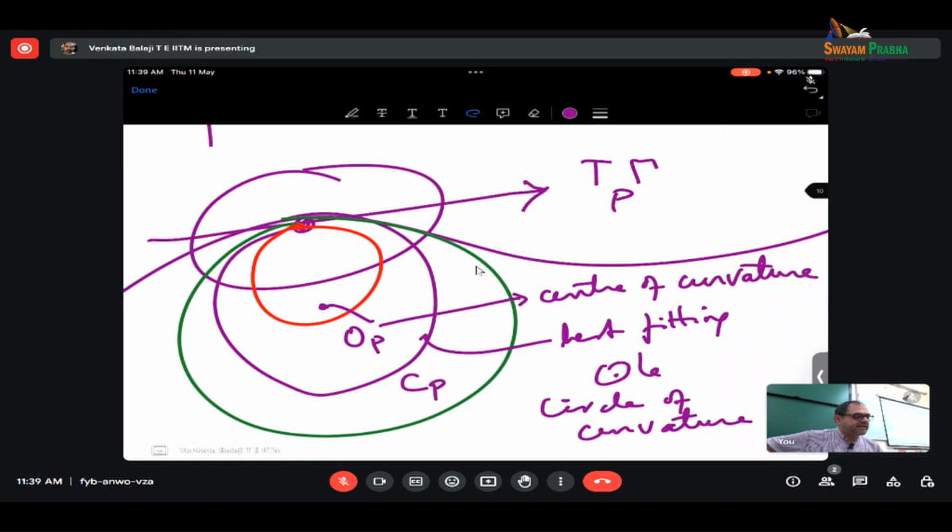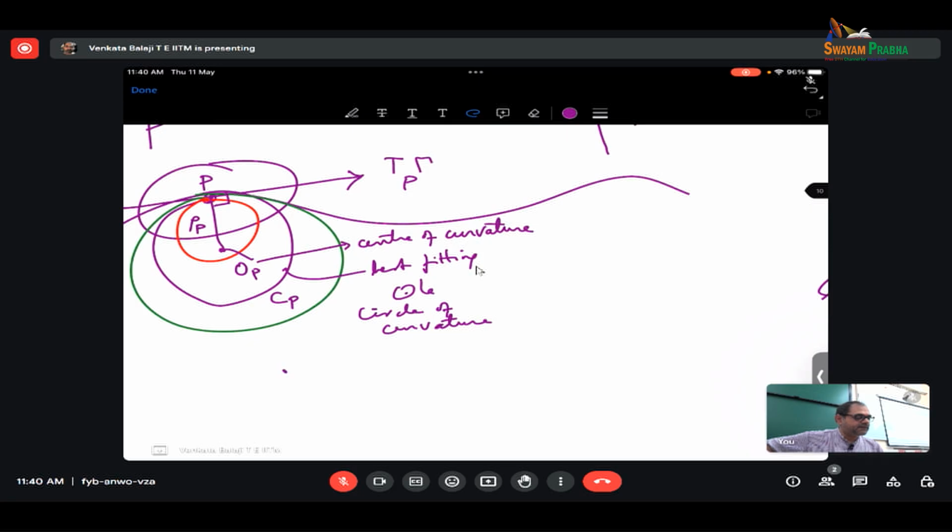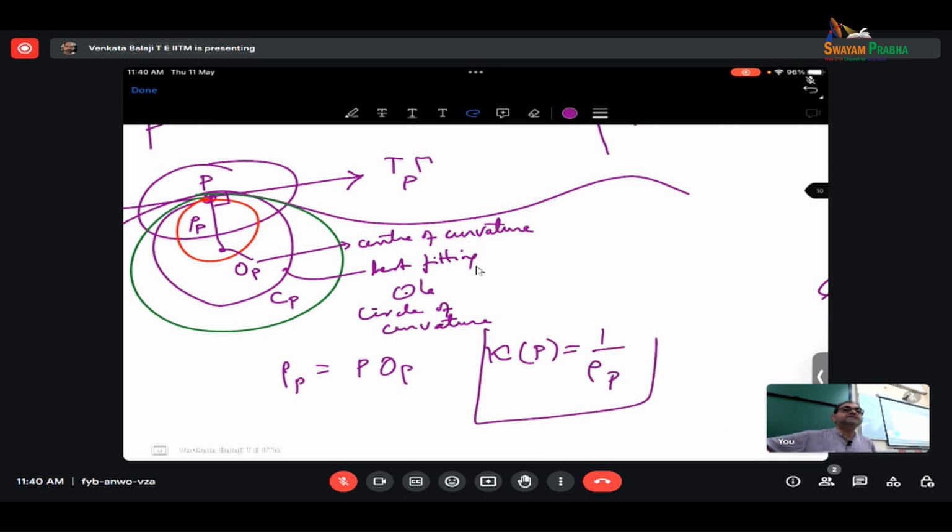Okay, and this circle has a radius, so you can imagine this will be 90 degrees to this tangent. That will be a common tangent to both the circle and the curve at that point. And if I call this point P, then this radius R, I will call it rho. Rho P is actually the distance POP, and the curvature at the point P is given by kappa, which is just the Greek K. Kappa at P is just 1 by rho P. So this is the curvature, this is the curvature function.